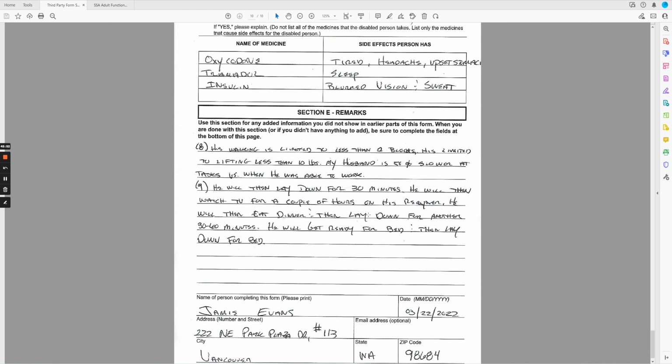I would, again, strongly encourage you to make a copy of it for yourself. That way, if you ever find yourself having to refill this form out due to Social Security losing it or just getting lost in the mail, you're not having to redo this whole thing.